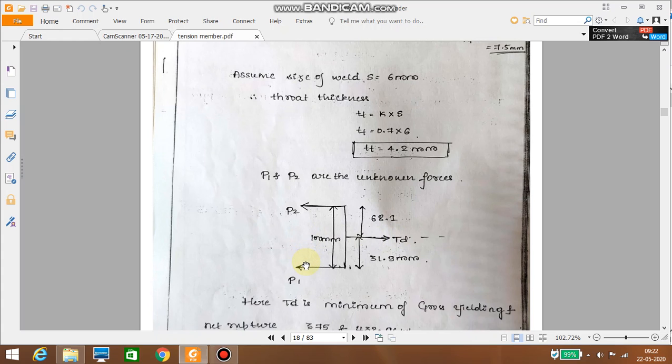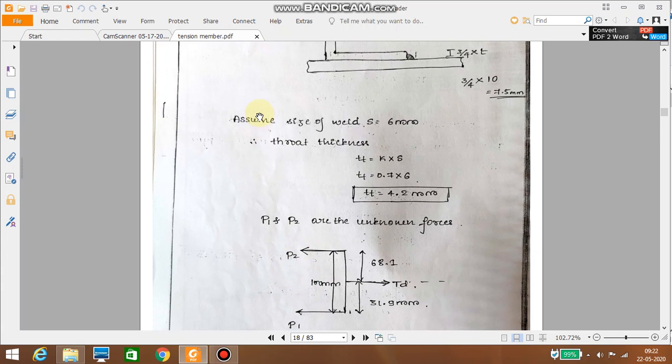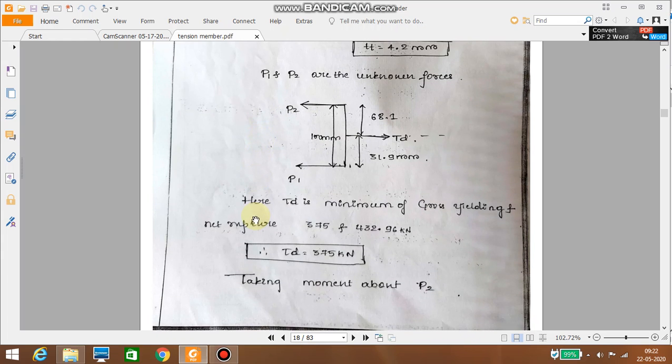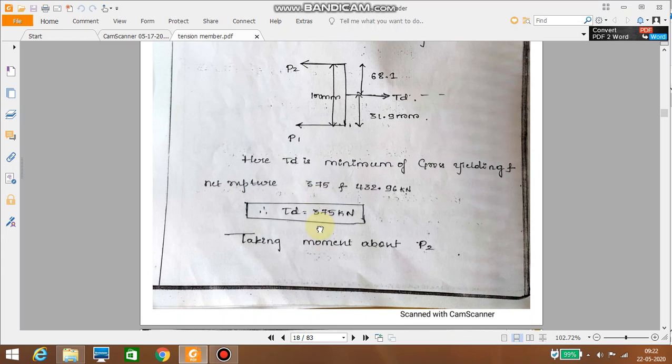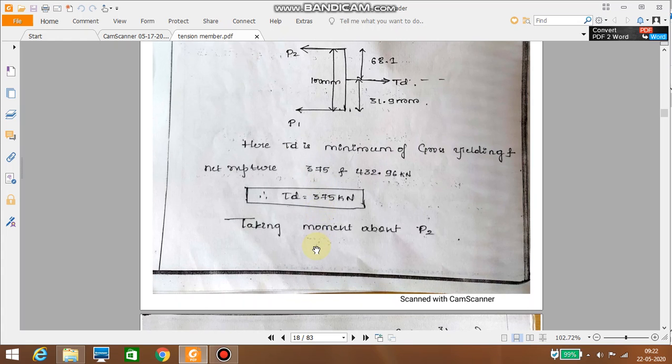This is P1, corresponding length is L1. Here P2 is the force transferred by the length of the weld, which is on the upper side. So the TD value is the minimum of the above two values, that is gross yielding and net rupture. So 375 is the least, therefore we fix TD equal to 375 kilonewton.